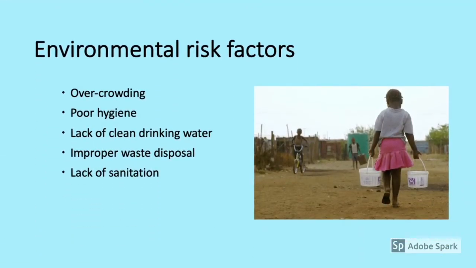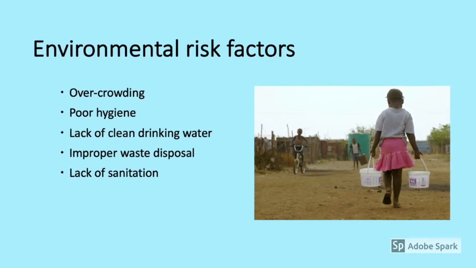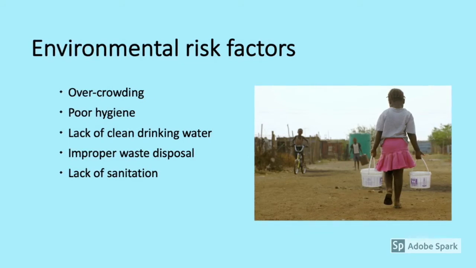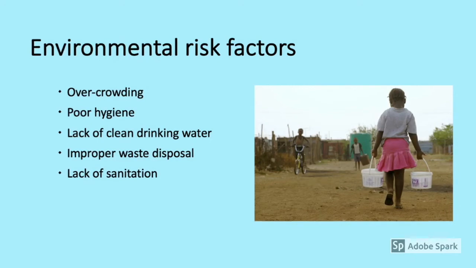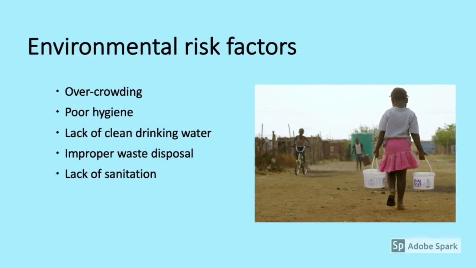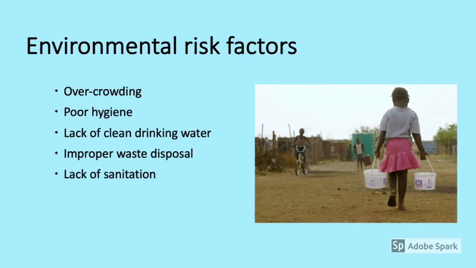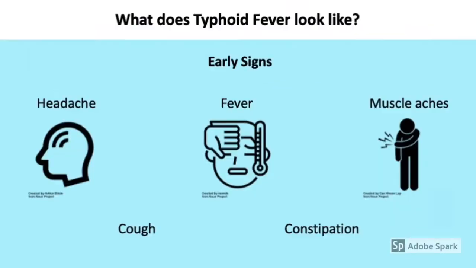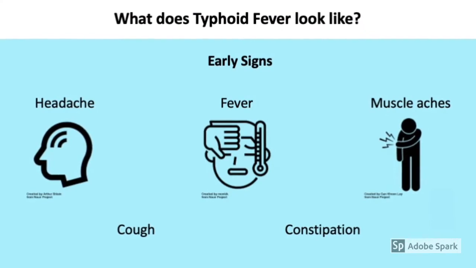Typhoid fever is spread through poo found in food and water. This is more likely to occur in areas with a larger population, poor hygiene, lack of clean drinking water supplies, and improper waste disposal. A majority of these areas are found in countries such as Southeast Asia, Sub-Saharan Africa, and South America. Low and middle income countries that lack proper sanitation are also high-risk areas for the spread of typhoid fever.